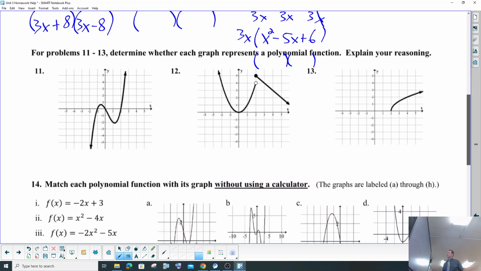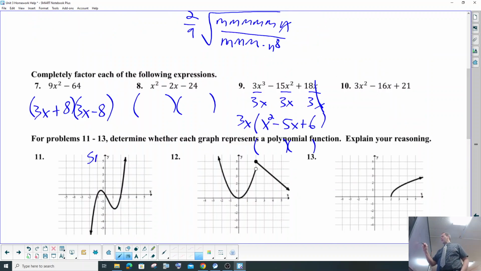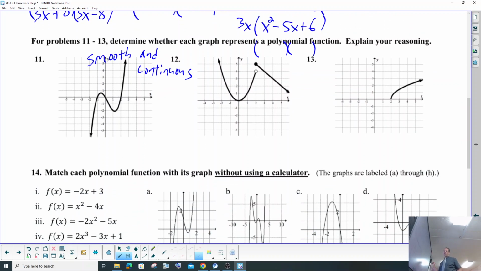Okay, so determine whether each graph represents a polynomial or not. So remember that we learned that polynomials are smooth and continuous, okay? And since number 11 is smooth and continuous, and don't forget the domain and range. So the polynomial for domain and range, do you remember? For domain and range are negative infinity, positive infinity.